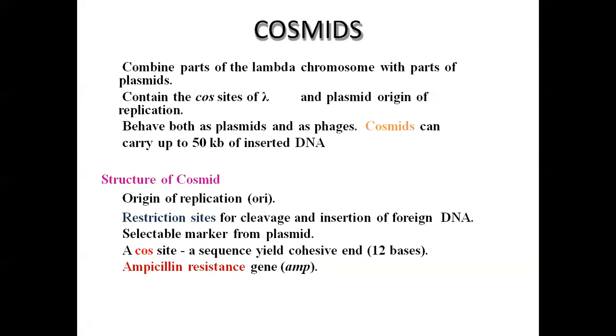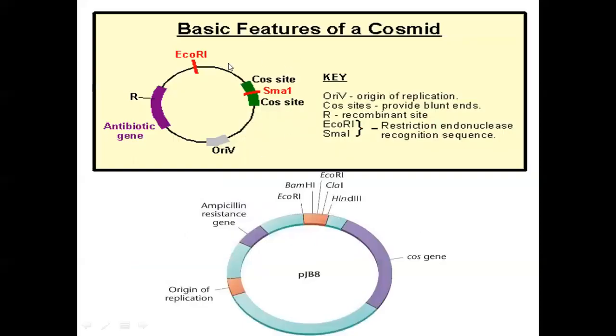The structure of the cosmid has an origin of replication site, the ORI site. ORI means origin of replication, which means once you have inserted your gene, it must be multiplied, so it will be multiplied when replication starts. And it has the restriction site, where the restriction enzyme endonuclease can cut and insert the foreign DNA molecule. So this is a basic feature of a cosmid vector.